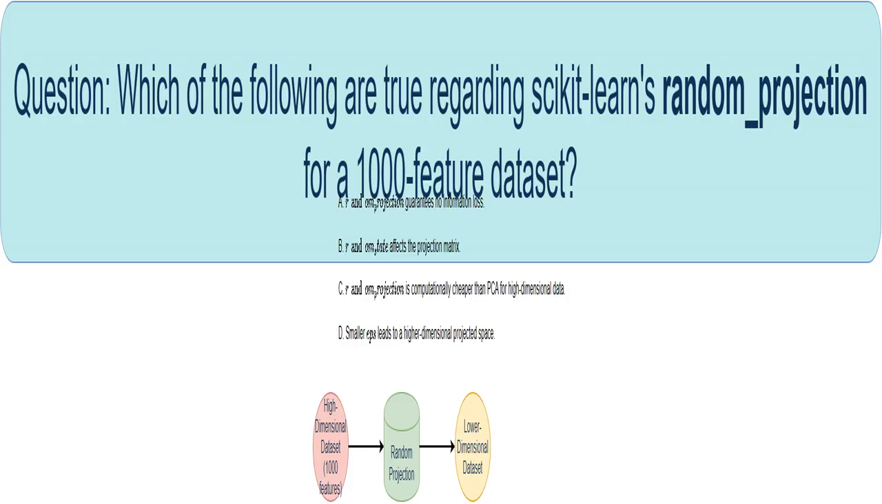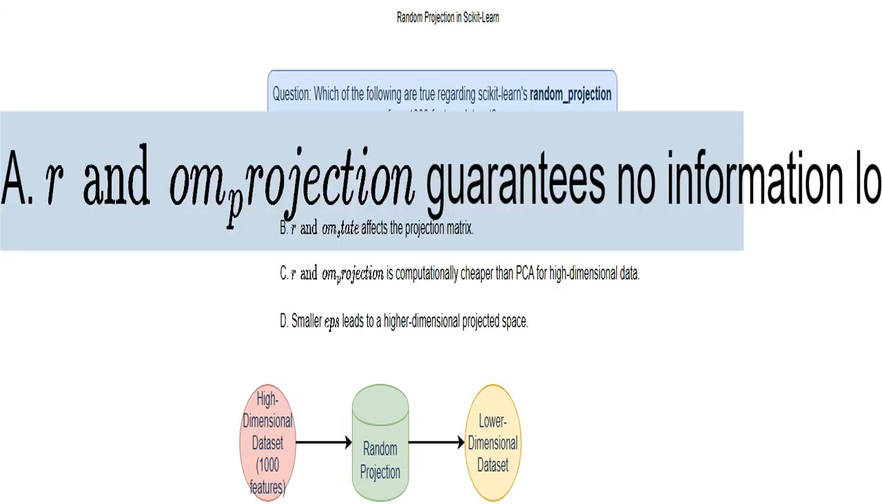This statement is false. Random projection, like most dimensionality reduction methods, inevitably leads to some information loss. It's not a perfect process. We're aiming for a good balance between simplification and accuracy. This statement is true. random_state is a parameter that controls the randomness of the projection. Using the same value for random_state ensures that the same projection matrix is used every time, allowing for reproducibility.